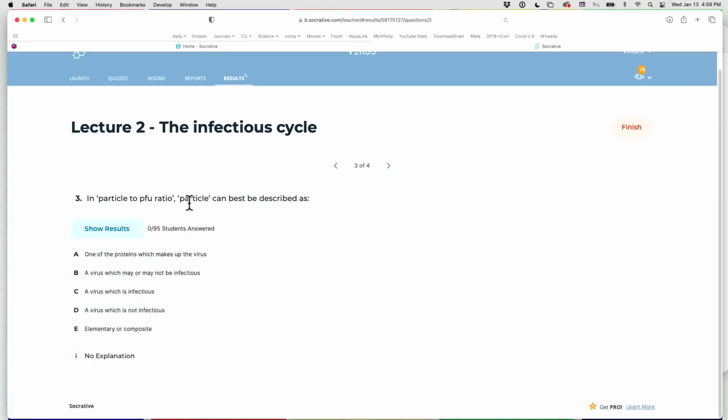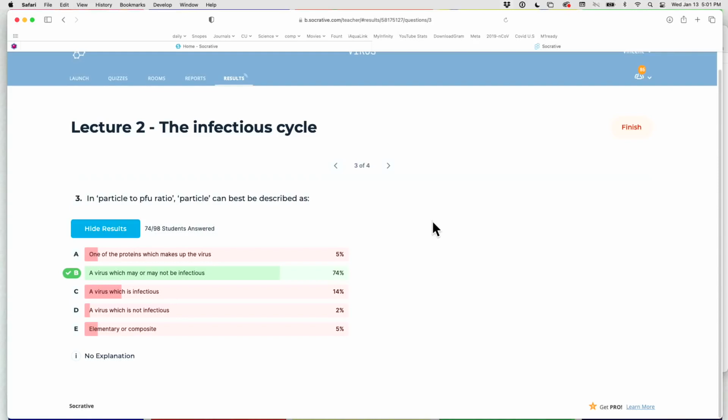In particle to PFU ratio, particle can best be described as: A, one of the proteins which makes up the virus; B, a virus which may or may not be infectious; C, a virus which is infectious; D, a virus which is not infectious; E, elementary, or composite. All right, let's see what happens here. 75% of you got B, which is right. A particle just means anything that can or cannot be infectious. It's everything, right? You think of it as everything. It's both infectious and non-infectious particles. And you want to know what fraction of that are infectious, right? So it's not the proteins. It's not just infectious. Infectious is measured by the plaque assay, right?